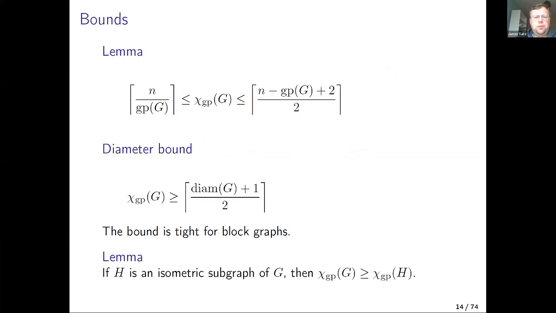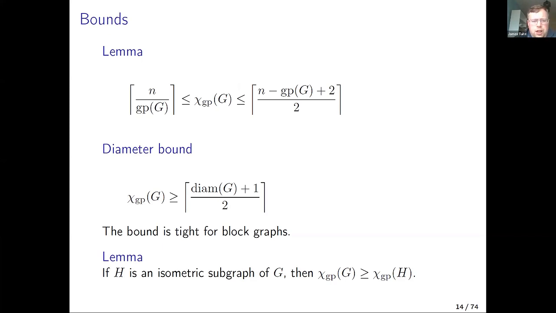We can get some simple bounds for this. For example, each color class can contain at most gp(G) different vertices, and so a lower bound is just n divided by the general position number. And if we color them greedily, say we take a largest general position set and make that red, then in the worst possible case, we can divide the remaining vertices into color classes of size 2. So that gives us the upper bound here.